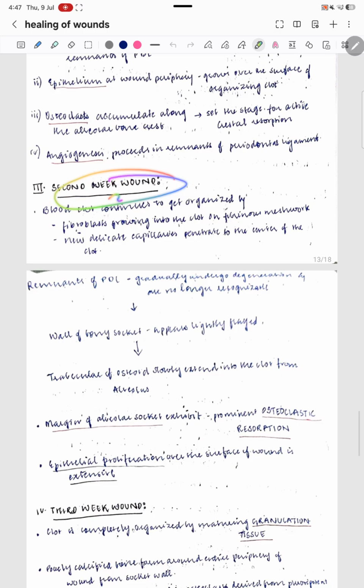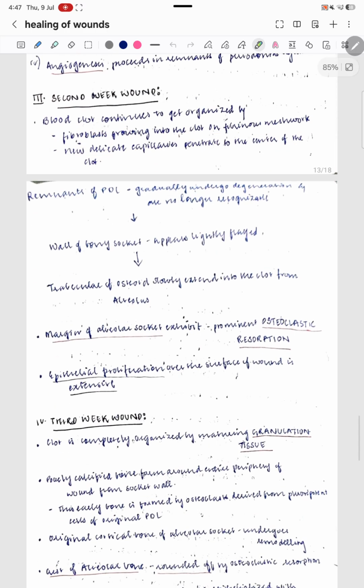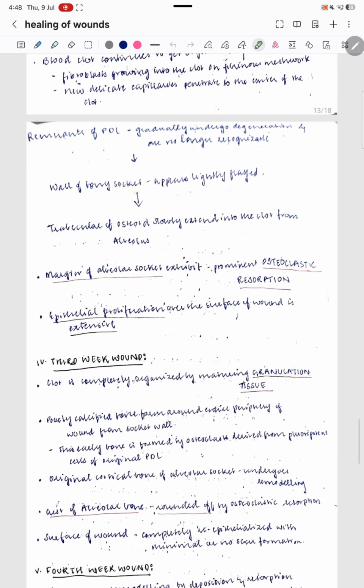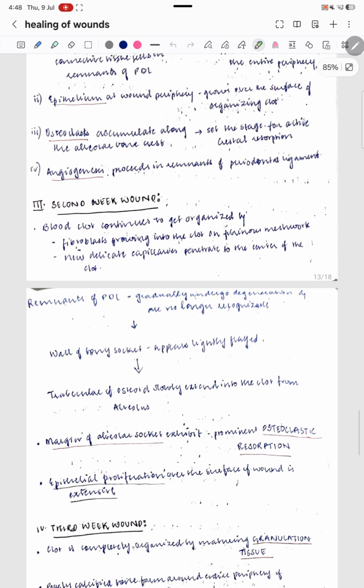Now in the second week, the blood clot formation continues and gets organized by fibroblasts growing into the clot, the fibrinous meshwork, and new delicate capillaries penetrate into the center of the clot. Then the remnants of the PDL gradually undergo degeneration and are no longer recognizable. The wall of the bony socket appears slightly frayed, and trabeculae of osteoid slowly extend into the clot, forming an alveolus.